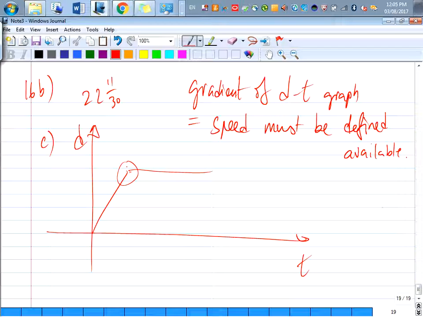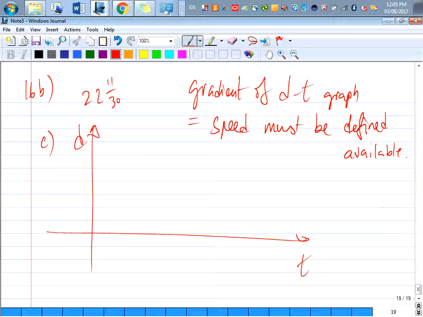But you look at the graph given to you in the question. Every time, every point in time has a corresponding value of speed. That means I am expecting a smooth graph for my distance-time graph. It must be smooth. Okay?